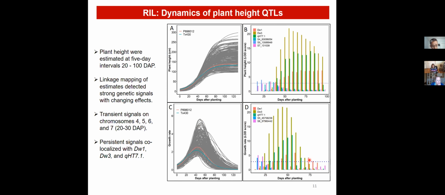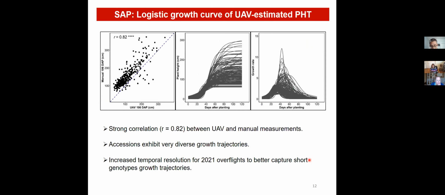So at this point, we are going to switch to the sorghum association panel. For the sorghum association panel, we were not able to take manual measurements at every overflight. So we only compared the final measurement for both UAV and manual measurement. And again, the correlation was strong. So that was good news. And using a similar procedure, we tried to model the growth trajectory.